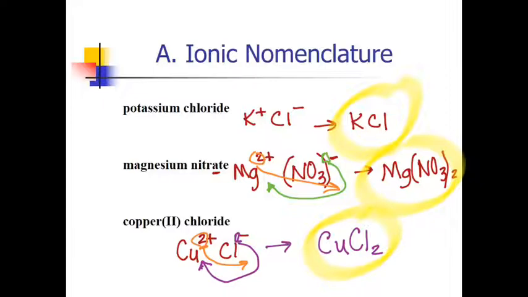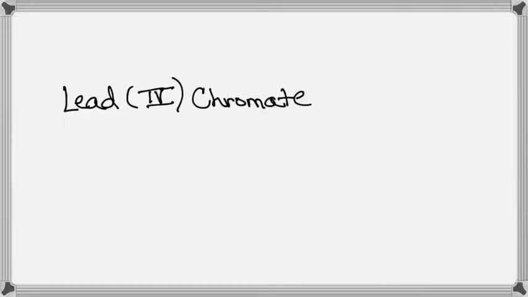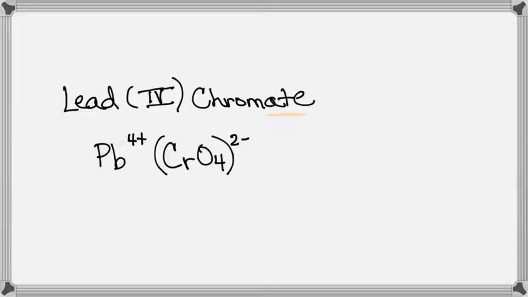Let's add one that's going to be a little bit harder. We're going to get you to think. Let's go through lead, Roman numeral 4, chromate. So I've got all kinds of stuff going on here. I see a Roman numeral. I see that ATE ending, meaning I have a polyatomic ion. So let's start with lead. Lead is Pb, and its charge is a 4+ because of the Roman numeral. Chromate, I'm looking off of my sheet. Chromate is CrO4 with a 2- charge. And again, I'm going to throw my parentheses around there.